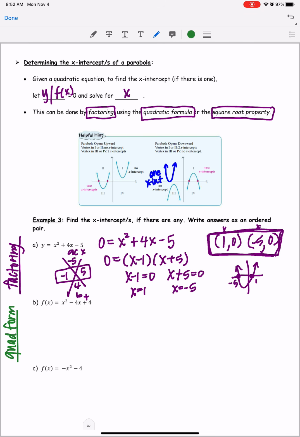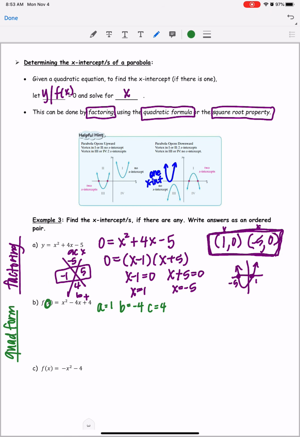Quadratic formula. Same thing, we're putting a 0 for that f of x, so I've got 0 equals x squared minus 4x plus 4. Is it in standard form? Yes, it is. So list out your A, B, and C. My A is 1, my B is -4, and my C is +4. So put that into your quadratic formula.